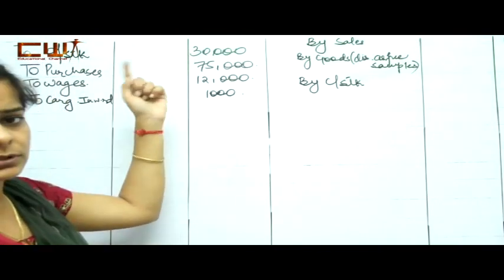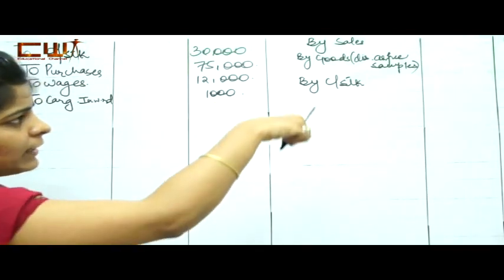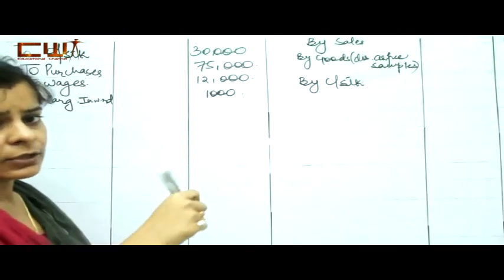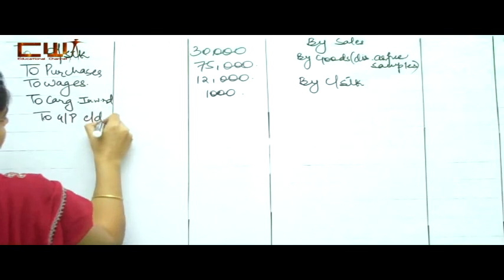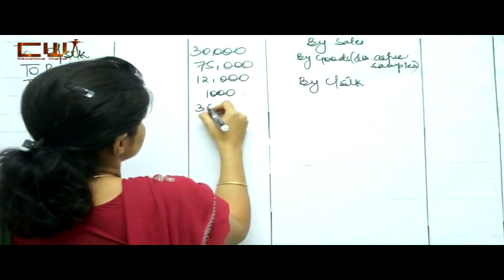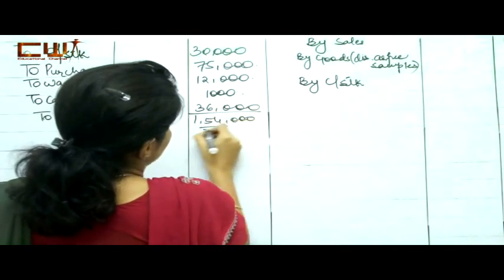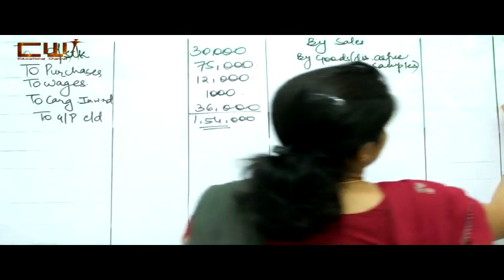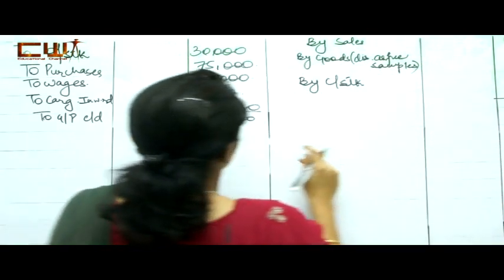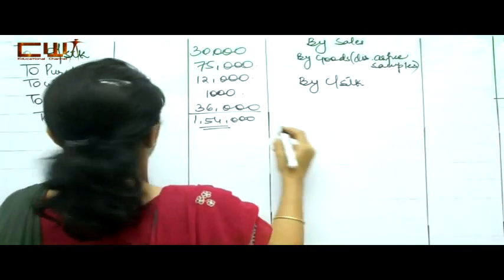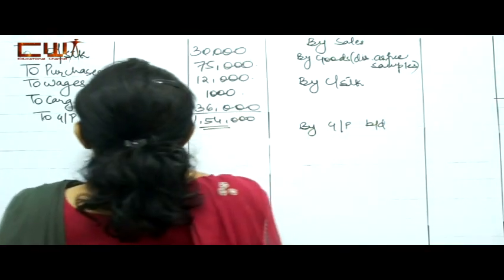And here you have 30,000, 75,000, 12,000 and 1,000. So here 1 lakh 54,000 and you subtract this side, so you will get the gross profit. Gross profit carried down. How much is the gross profit? 36,000. And this will be 1 lakh 54,000. Right? Close it out. And this will be 1 lakh 54,000. Right? Now you come on this side. You have by gross profit brought down. Now this account is closed.